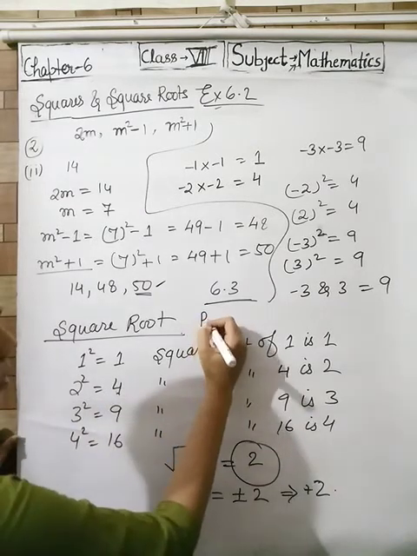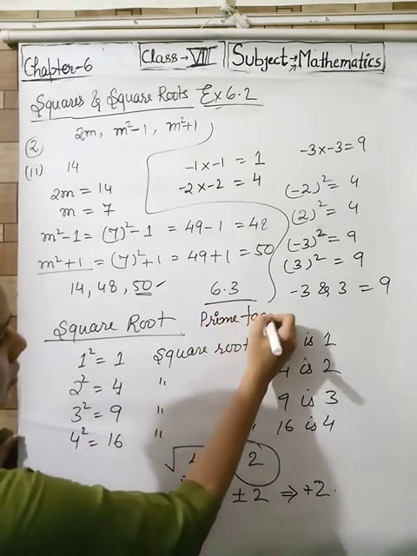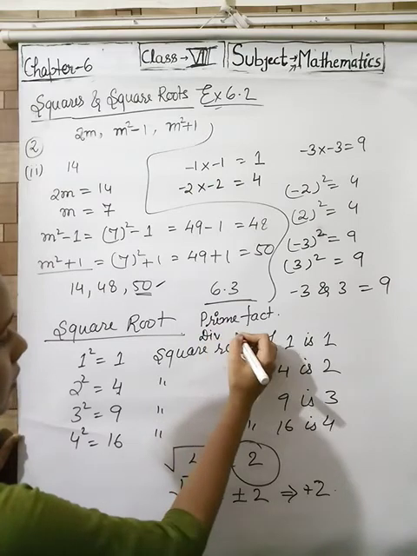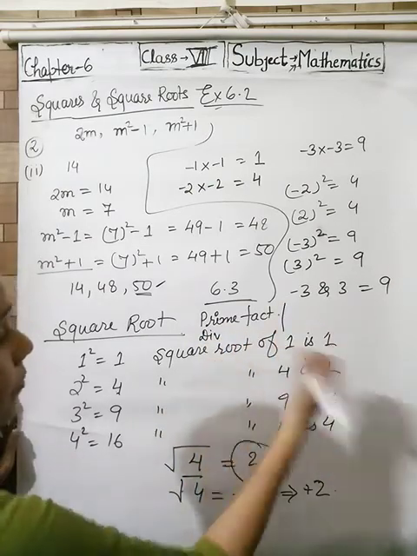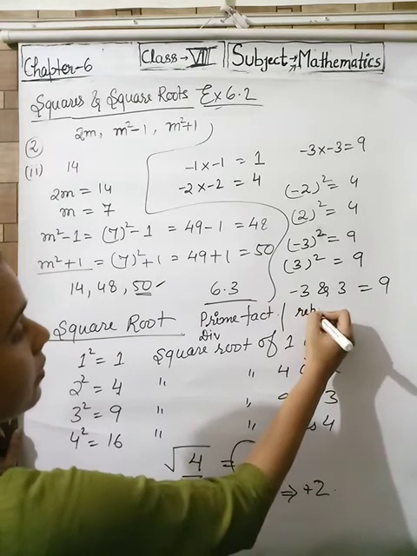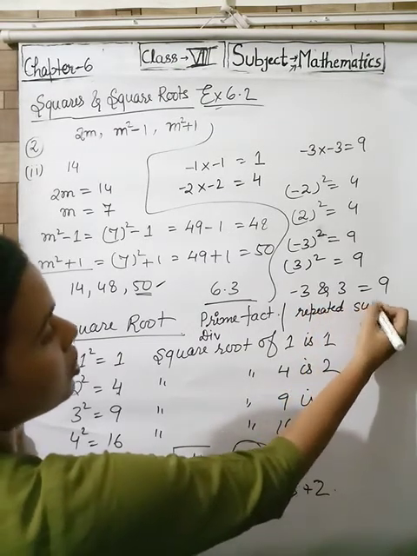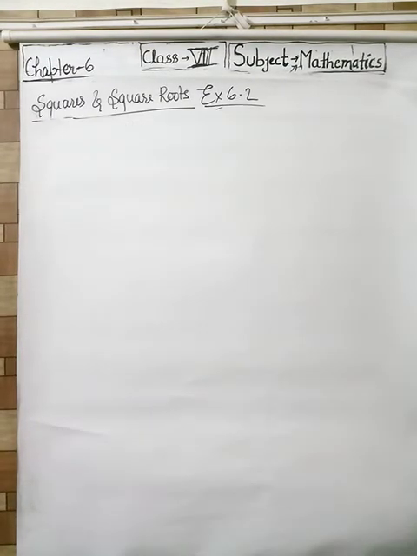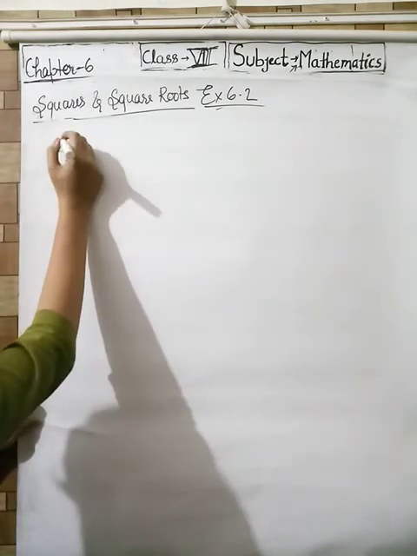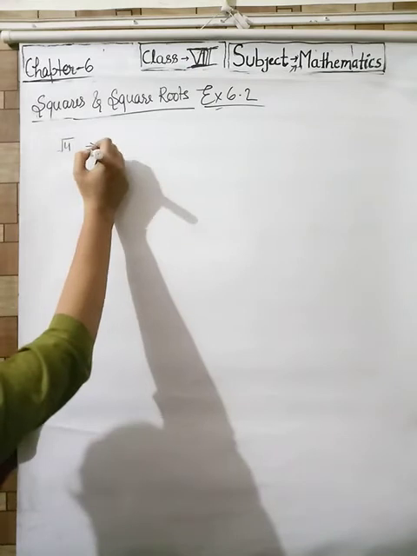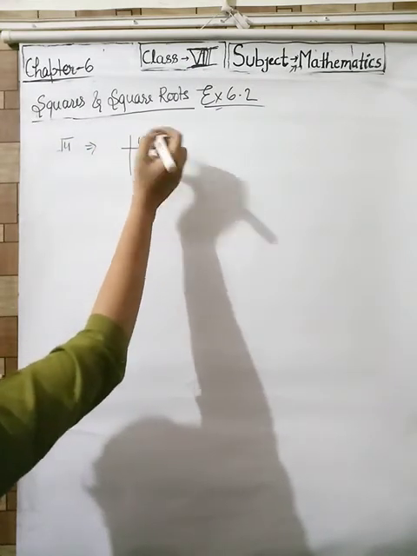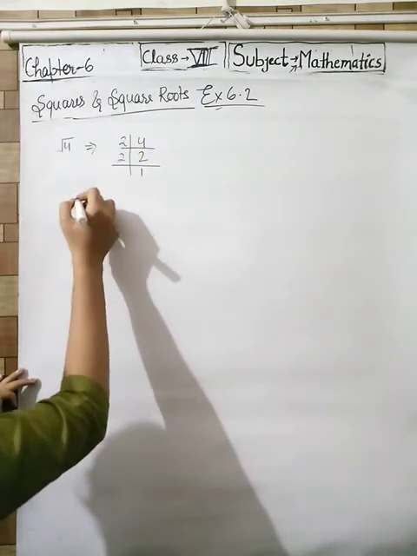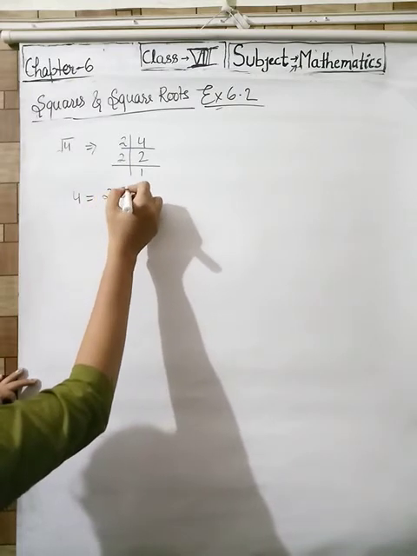either the prime factorization method or the division method or the repeated subtraction method. Okay, how? Let's see how. Suppose we are willing to find under root 4. So we will do prime factorization of 4. 2 2s are 4, 2 1s are 2. 4 can be written as 2 into 2.